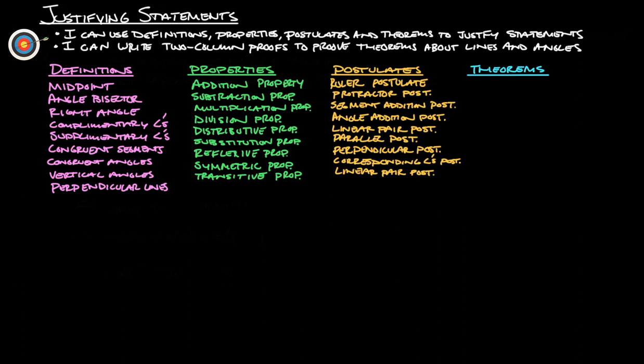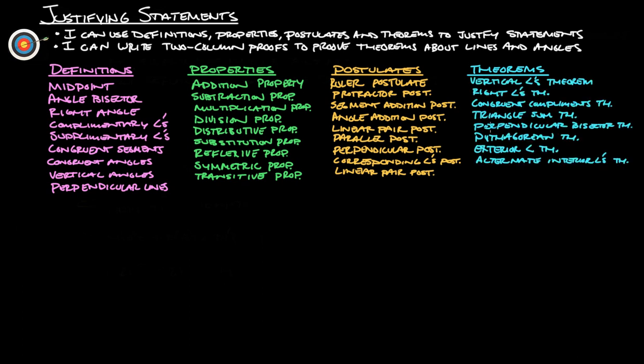And then we also have theorems. This is what we're going to start getting into a little bit more. These should not look as familiar, but they'll start looking familiar pretty soon. Vertical angles theorem, right angles theorem. One of the theorems that might sound familiar would be the Pythagorean Theorem. Again, these are all things that have been proven.